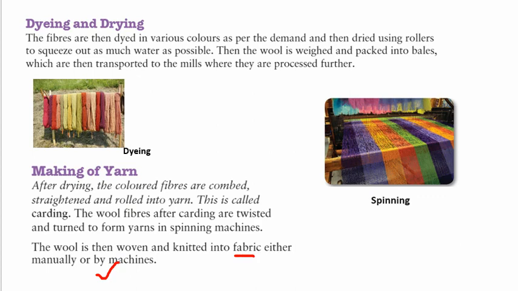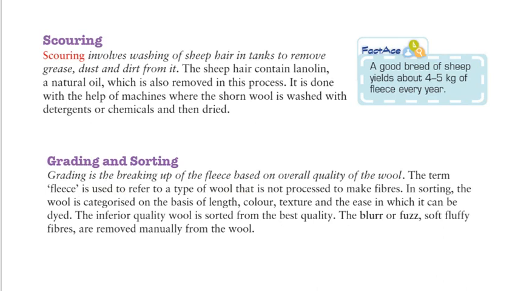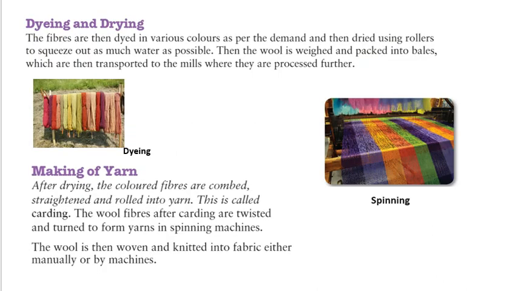Clear? So this is the end process, the making of yarn. So we repeat all the processes one more time. The first process is shearing. The second one is scouring. In that we have to wash the sheep hair, then we have to grade the wool and sort it out depending on the length, color, texture. Then after that comes dyeing, we have to dye all these fibers as per the demand. Then dry it, process it further, and make the yarn. So this is the end process of wool production.